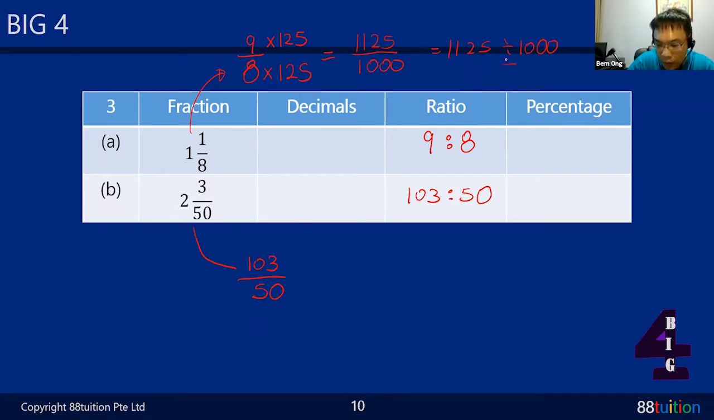Divide means what? To the left. 1000 means 3 movement. Decimal at the back, 1, 2, 3. Answer is 1.125 as a decimal. Okay. 103 over 50, how do you do?